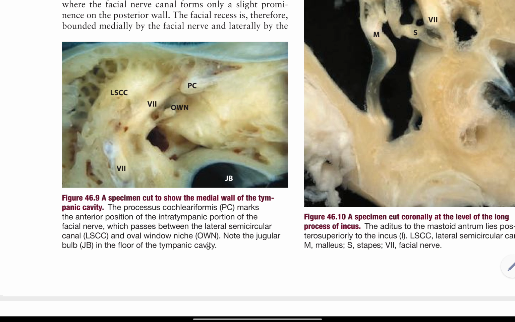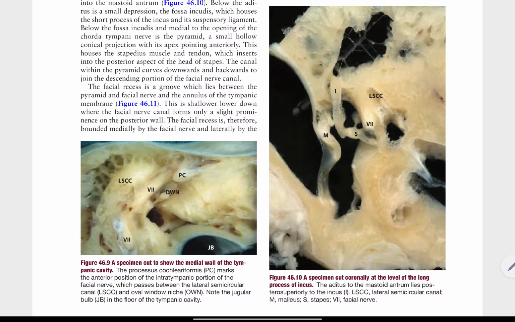Figure 46.10, a specimen cut coronally at the level of the long process of the incus. The aditus to the mastoid antrum lies posterior and superior to the incus (I). Lateral semicircular canal (LSCC). Malleus (M). Stapes (S). And 7, facial nerve.